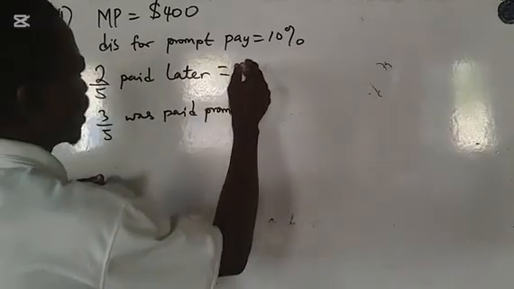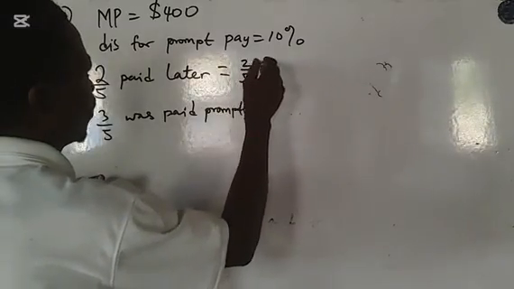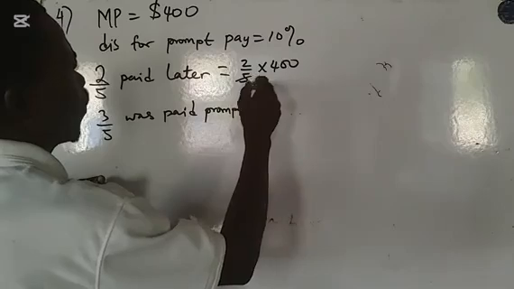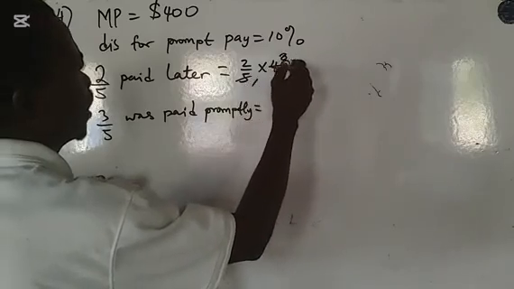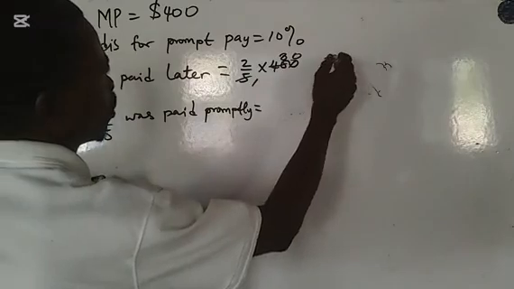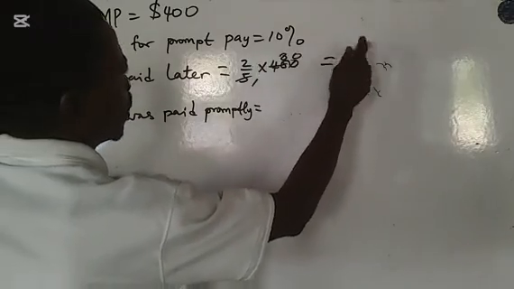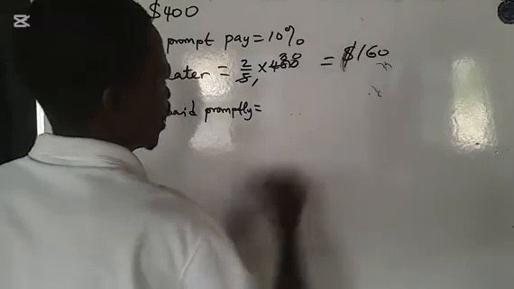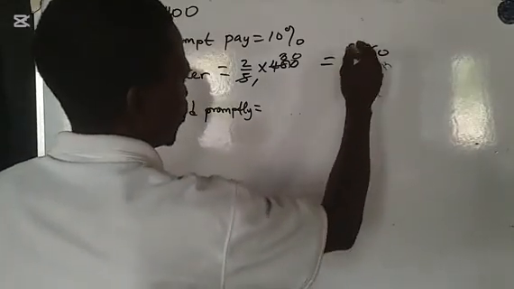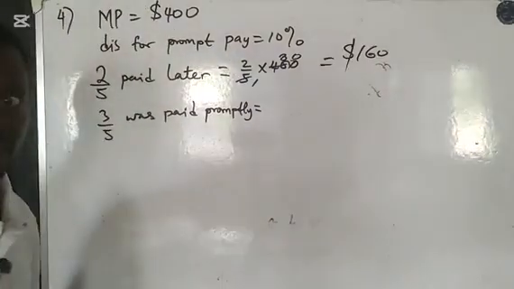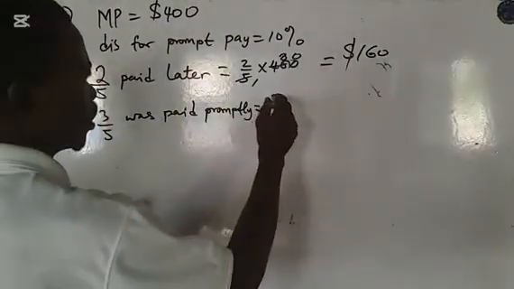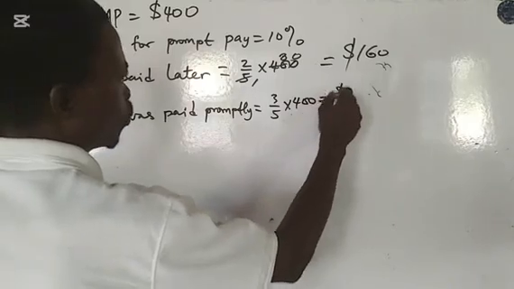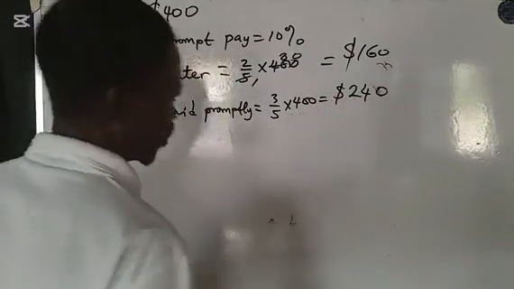He paid this one later. Let's calculate it. That will be 2/5 times 400. 5 into 40 is 8, then 0, so 2 times 8 is 16, so here we have $160. The amount he paid later was $160. So this one is 3/5, the one he paid immediately. If you calculate this one now, it will give you $240.